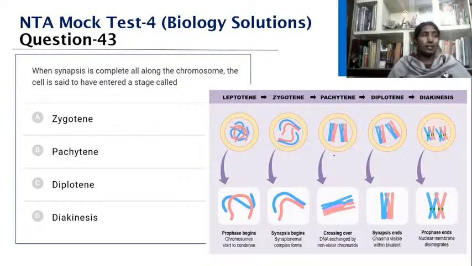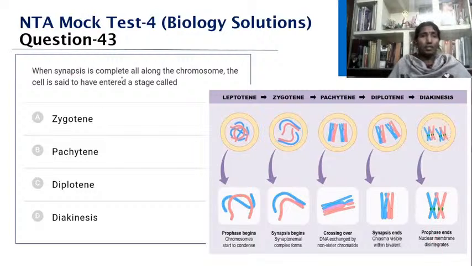What about the pachytene stage? There is complete lateral pairing of homologous chromosomes along the entire length of the chromosome. So the DNA gets exchanged between non-sister chromatids. But what about diplotene? Diplotene is marked by the breaking of the synaptonemal complexes which hold the synapsis together, which in turn causes the separation of the chromosomes, except at the points of crossing over. And diakinesis is marked by the separation of the homologous chromosomes, where the nuclear membrane also disintegrates. It marks the end of prophase.